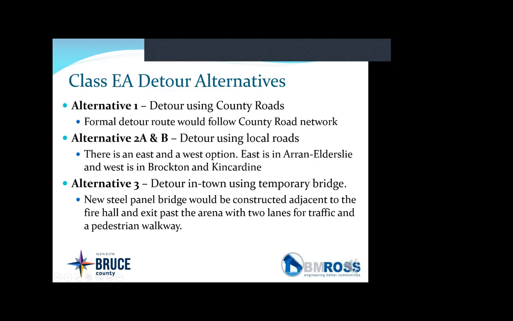Alternative 3 would require the construction of a temporary bridge crossing downstream of the bridge spanning the Saugeen River. This option would allow local traffic to cross the river with only a minor road diversion and would also allow for a pedestrian crossing. The next slides illustrate these 3 options.